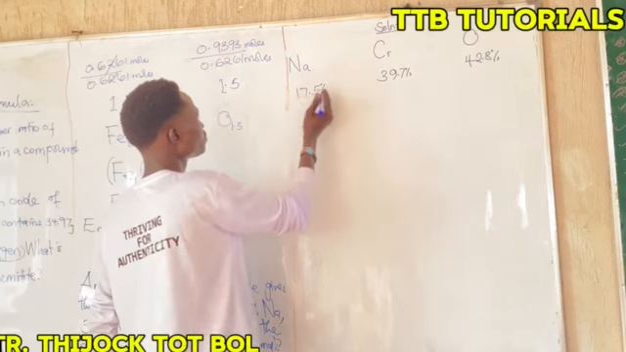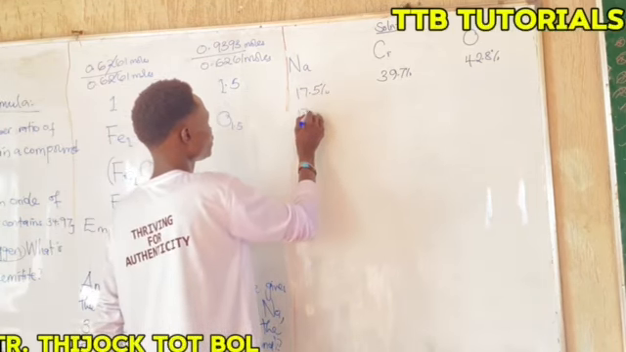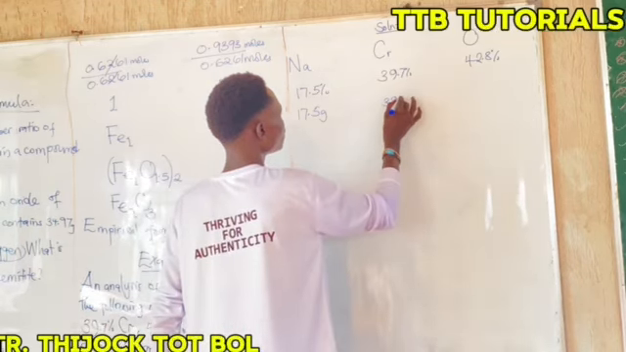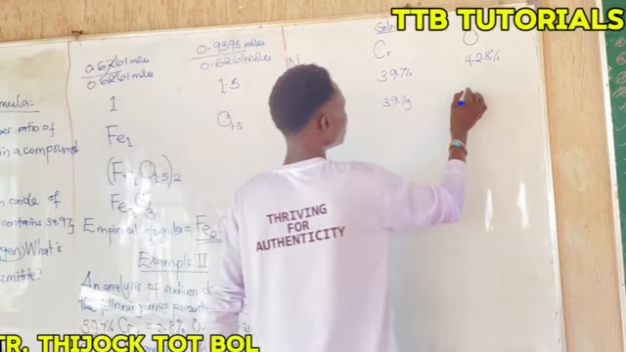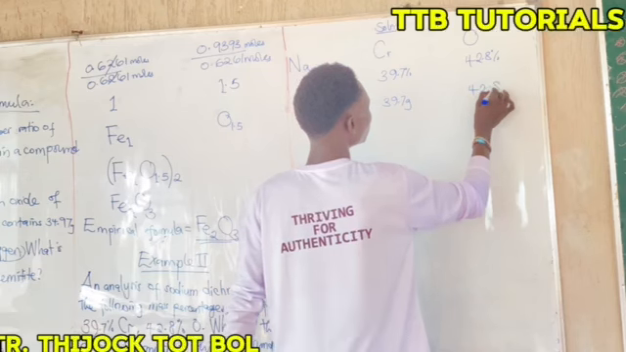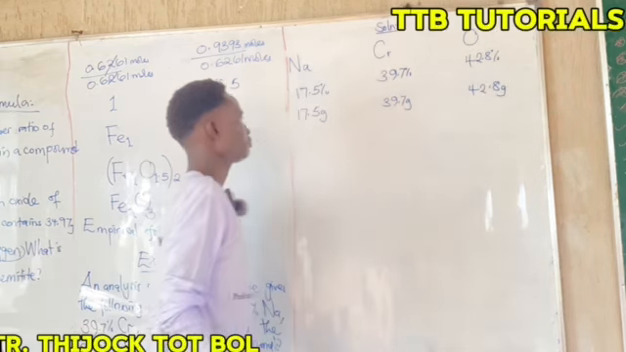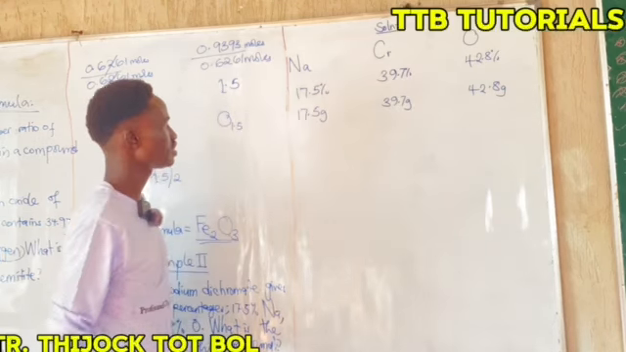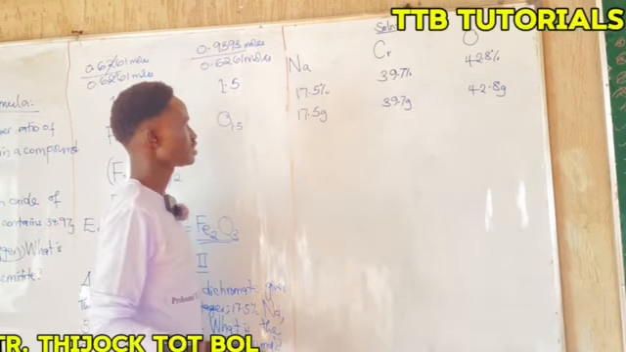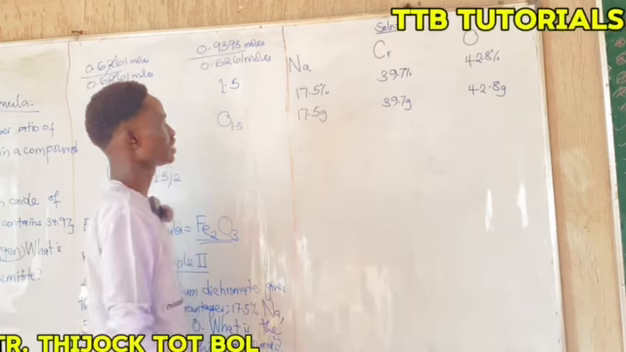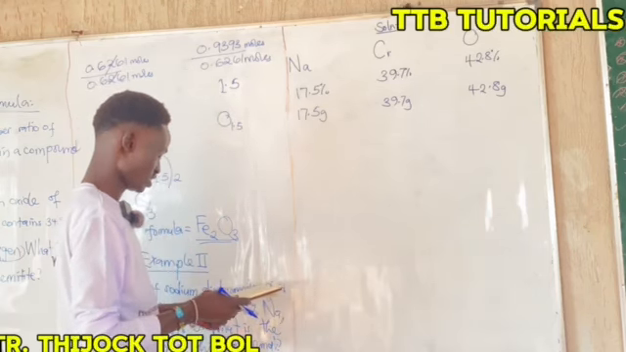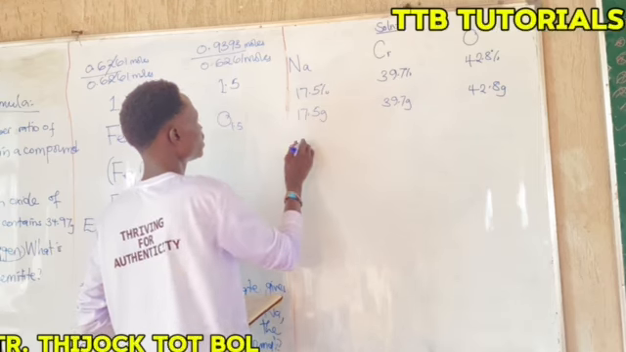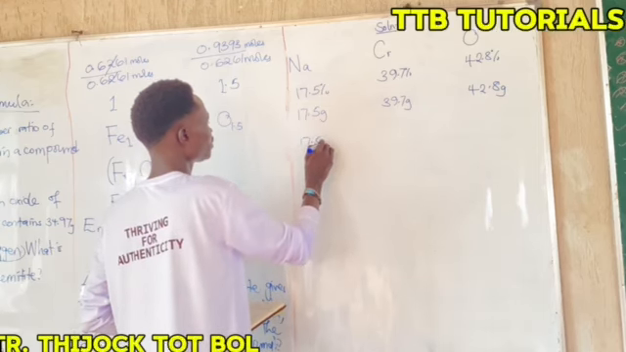Now after getting the percentages like this, you need to change the percentage to mass. So simply you just remove the percentage sign: 17.5 grams, 39.7 grams, then 42.8 grams. Then after converting this to grams, now you need to get the moles for each. So now here we are going to get the mole.